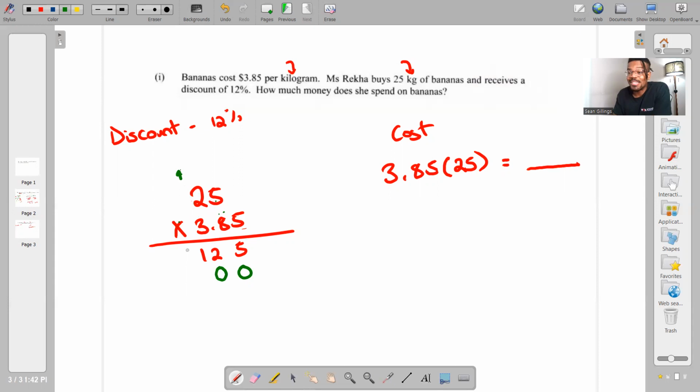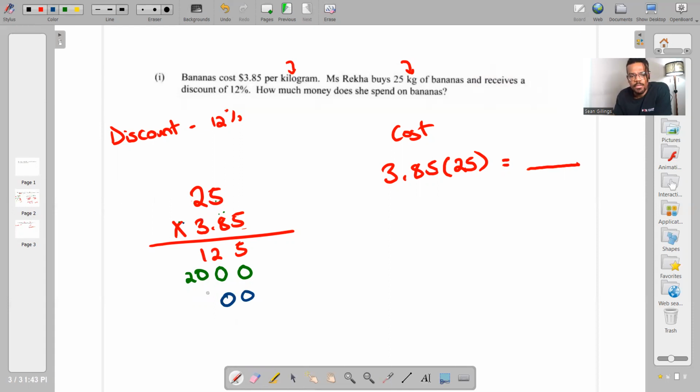8 times 2 is 16. 16 plus 4 is what? 20, right? So I'm going to put 20. If you notice, I'm lining up my numbers. Then when I go to the next number after that, I'm going to put 2 placeholders of the zeros. So 1 and 2. Then I go to my last number.